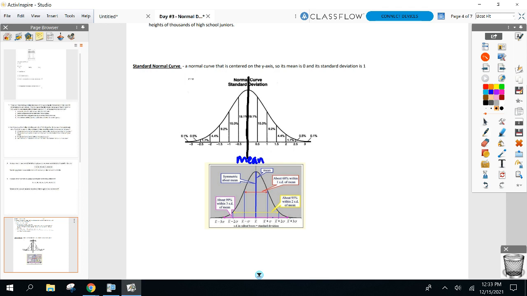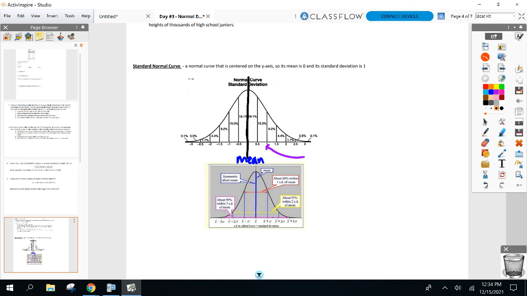Okay? So whatever the mean in the problem is, that's going to be right at 0. Now, everyone sees 0.5, 1, and then negative 0.5, negative 1, and so on. Those are standard deviations. So let's go to a positive 1 right now. That is 1 standard deviation above the mean.